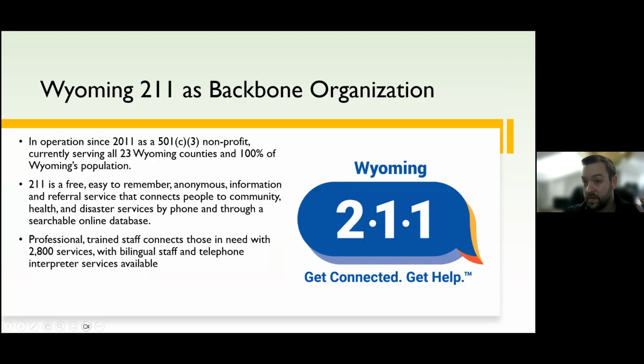So Wyoming 211 is the backbone of the CIE, which really puts us in a good spot for launching the system. There are other bilateral referral systems that exist, but oftentimes they're out of the state. What we're fortunate for having 211 is that we have over 10 years of trust built within communities. We also have over 2,800 resources within our database.